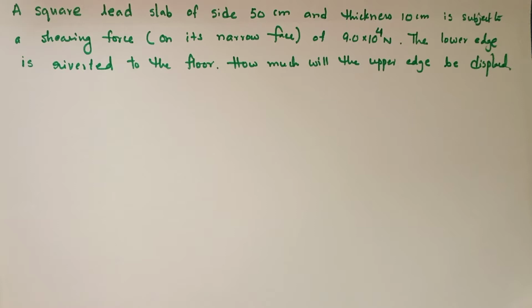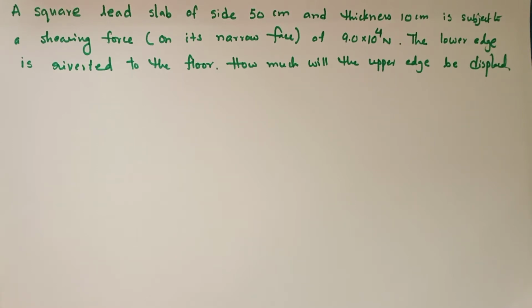So this is a problem on shear modulus. A square lead slab of side 50 centimeters and thickness 10 centimeters is subjected to a shearing force on the narrow side of 9 into 10 power 4 newtons. The lower edge is riveted to the floor. How much will the upper edge be displaced?